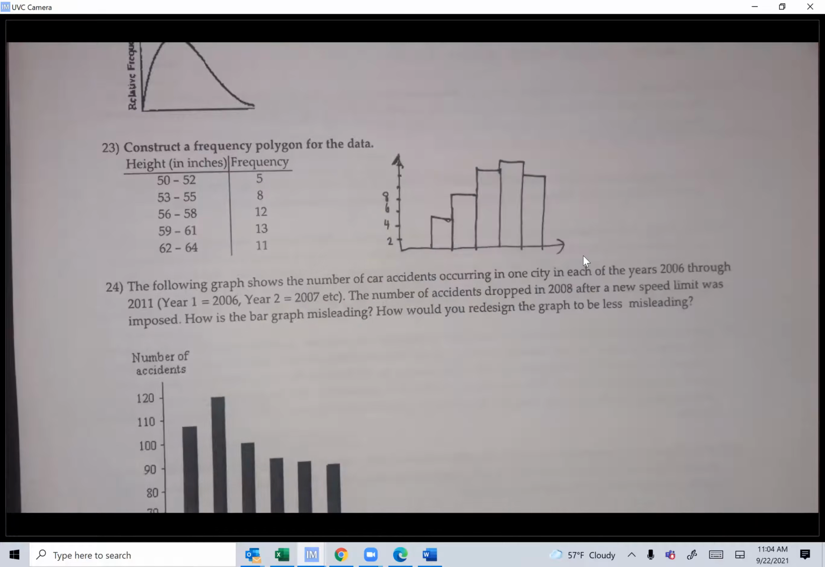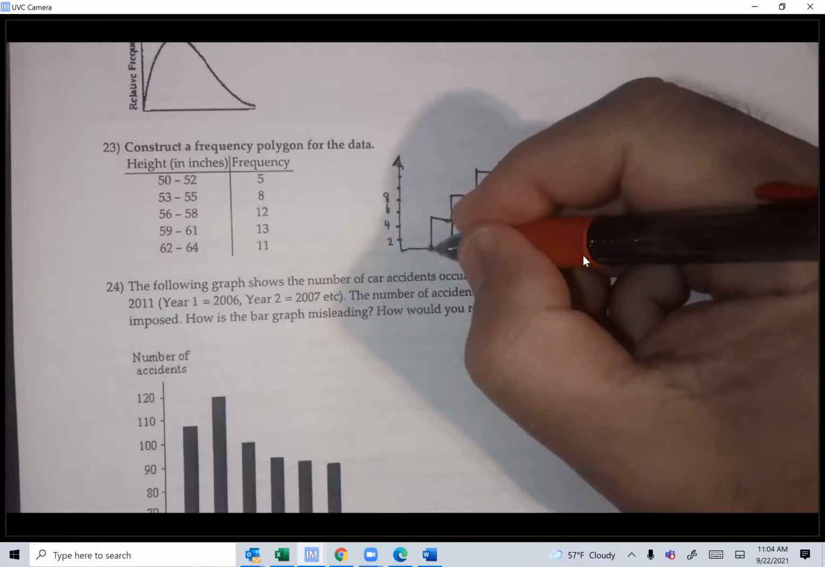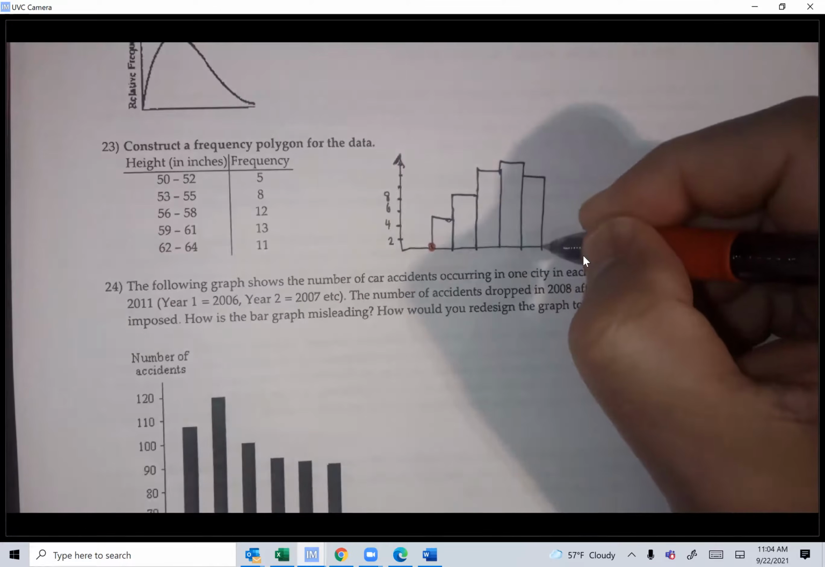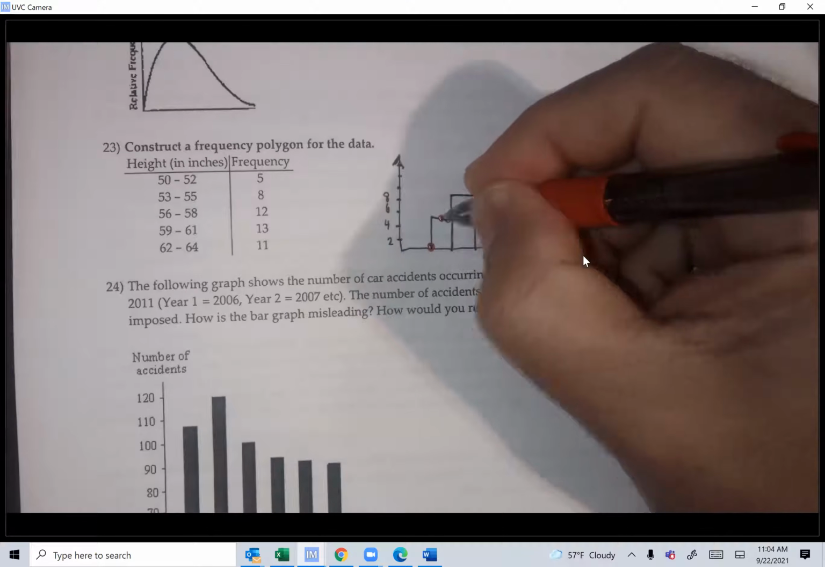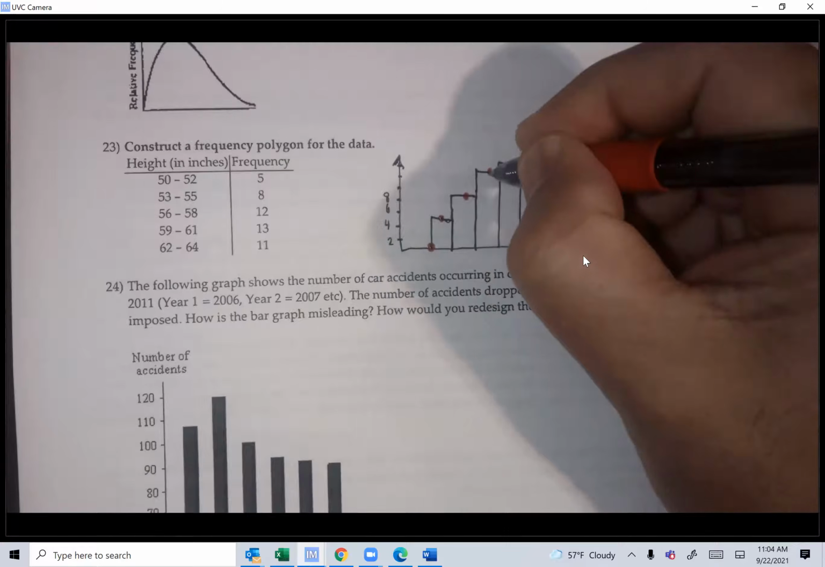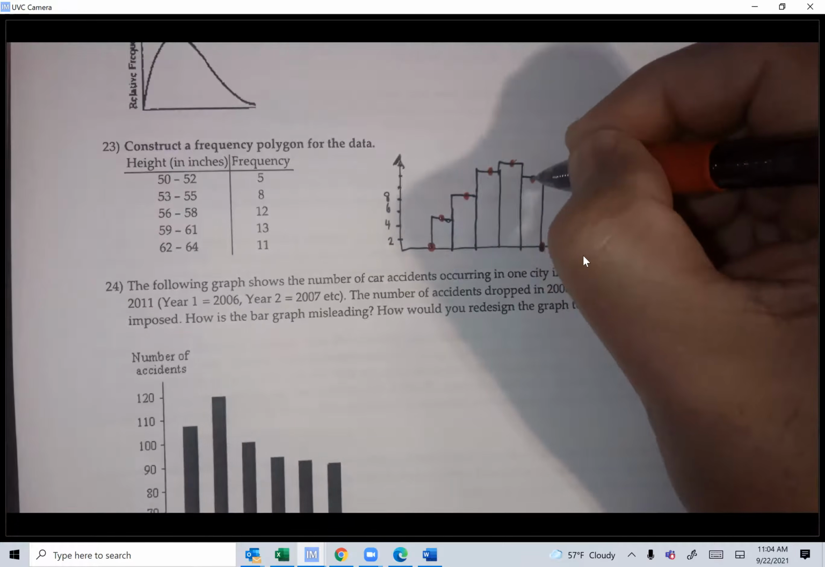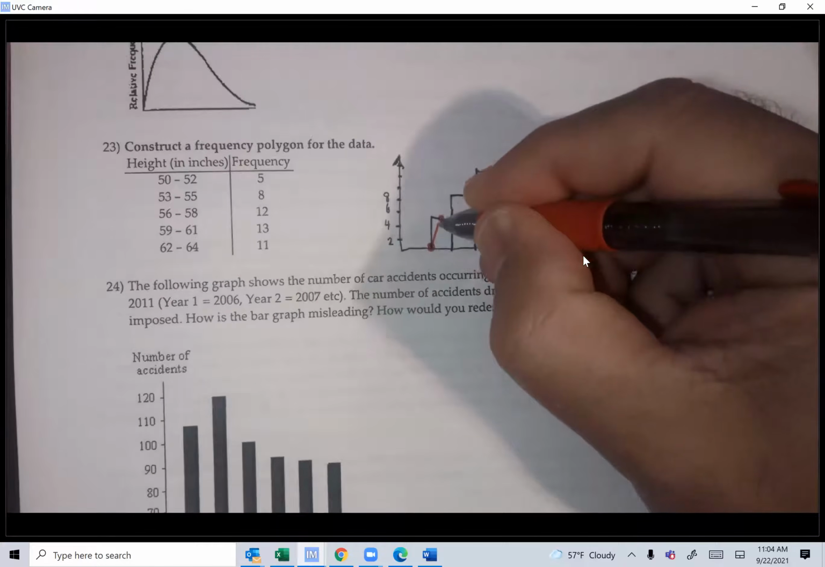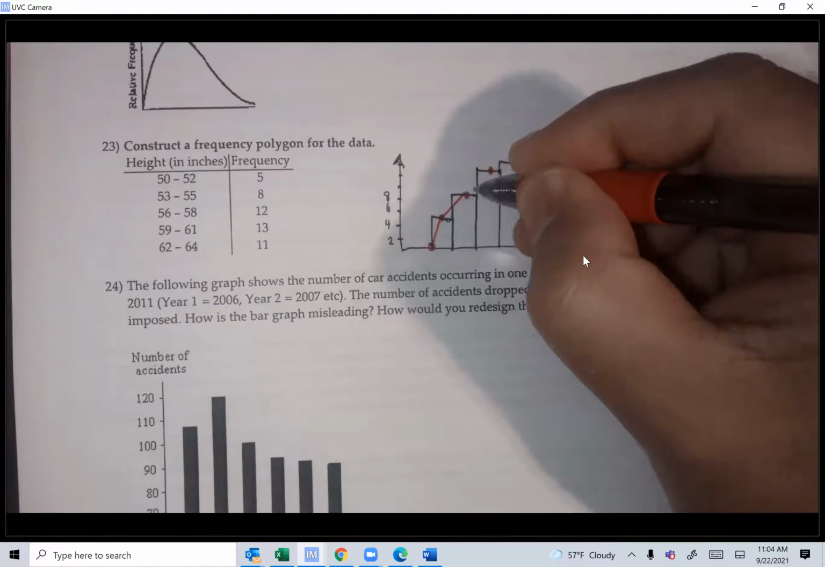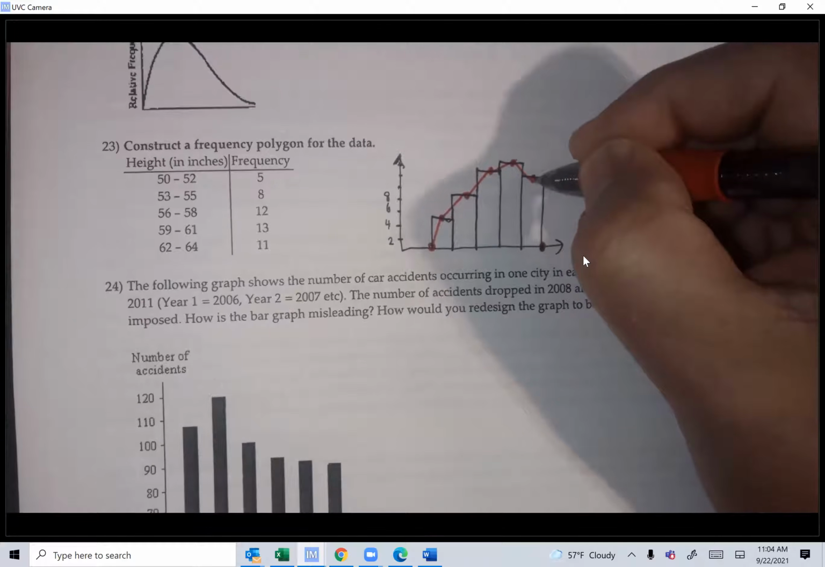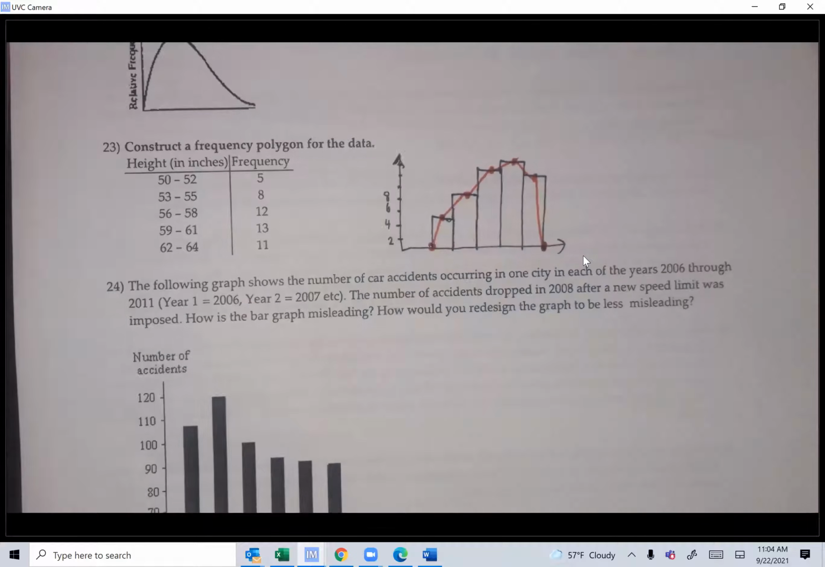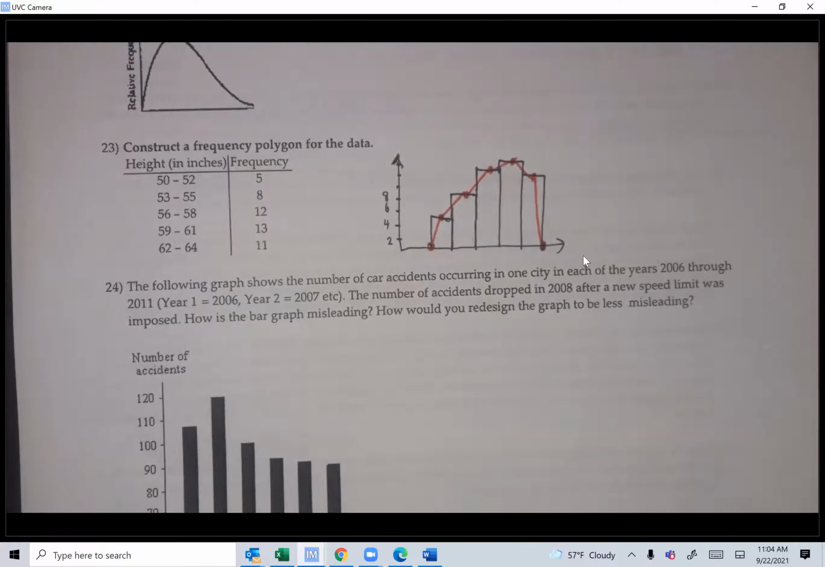And let me show you how you construct a polygon graph. So you mark the beginning of the first histogram and the end of the last one. Then you mark the midpoint right here. And look how you connect them. Just connect these 2 points, these 2 points, these 2 points. And that's called the polygon graph. Okay.